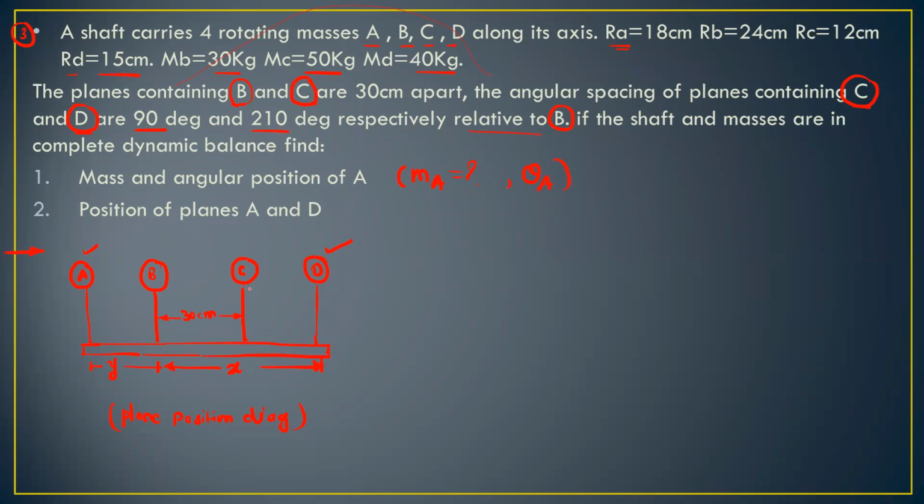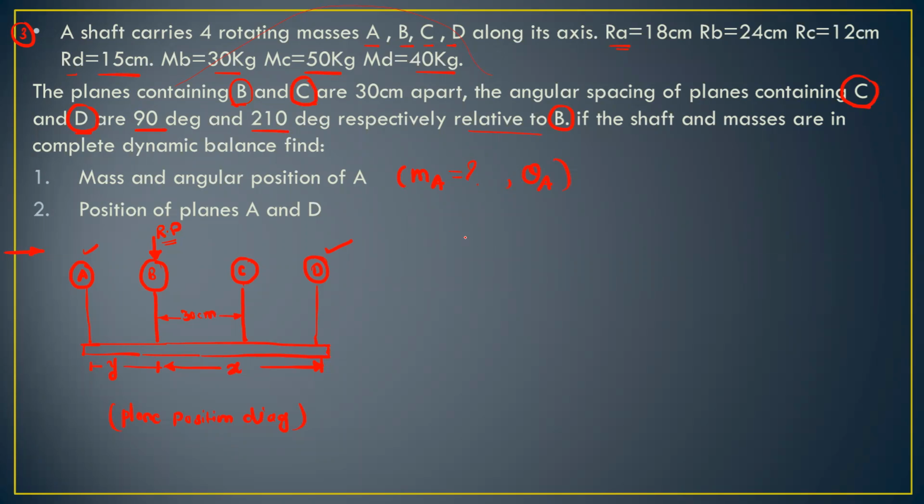Okay. So here I have selected B as a reference plane. You can select C as a reference plane. Okay. And then you can take the distance of D and distance of A with respect to plane C. So assume any one plane, that is a plane B or a plane C, as a reference plane. Okay, so this is a plane position diagram.